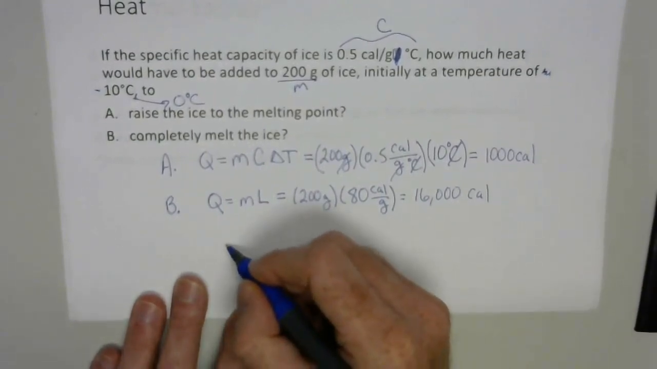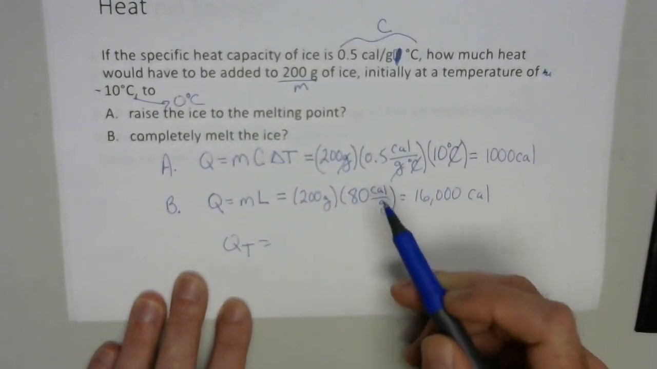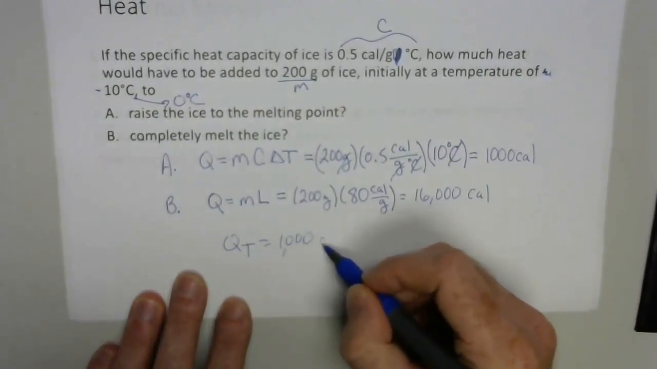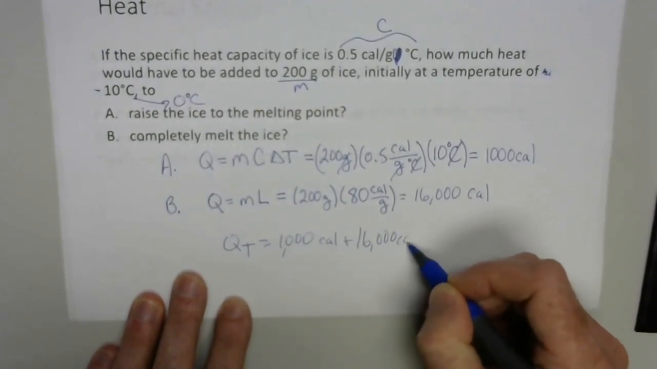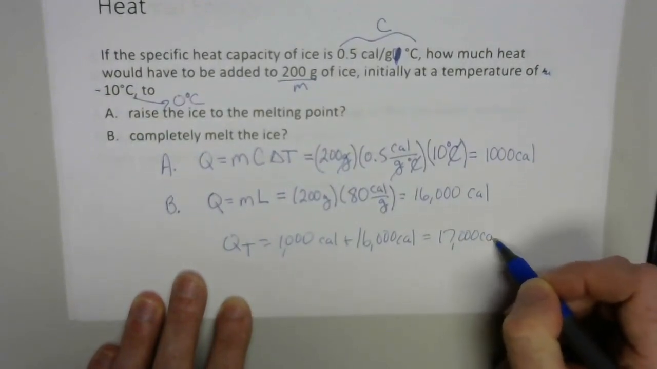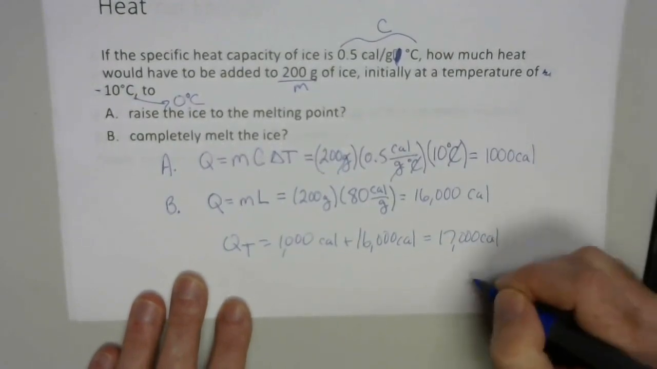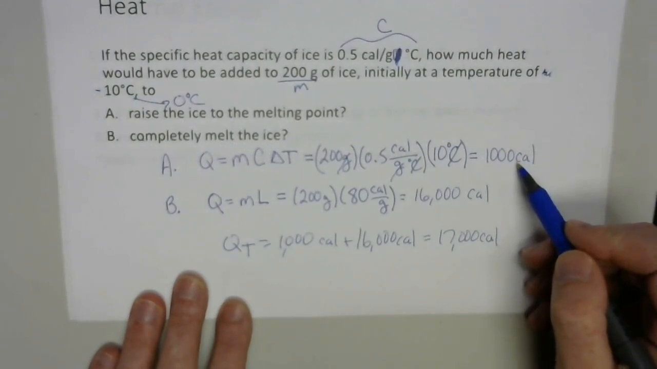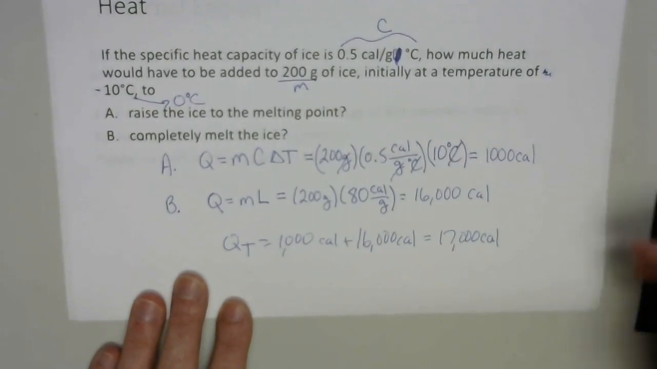And so the total for the raising of the temperature and the melting of the ice would just be the two values together. And so that would be the total amount for the raising and the melting. This would be the amount for the raising of the temperature, this would be the amount for the melting, and this would be the whole thing.